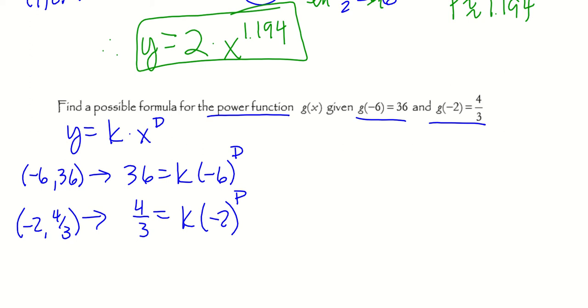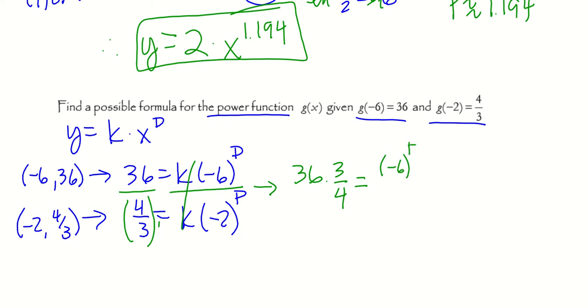So we're going to come in here and divide both sides. When I divide both sides of this equation, I get 36 to divide by 4/3. I'm going to flip it and multiply instead, so times 3/4 equals, my k's will divide out, and I have this situation where I have a negative 6 to the p over a negative 2 to the p. Well, let's do this first. 4 will divide into 36 9 times, and I get 9 times 3 is 27.